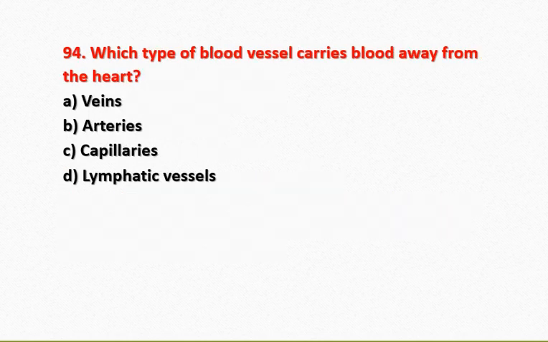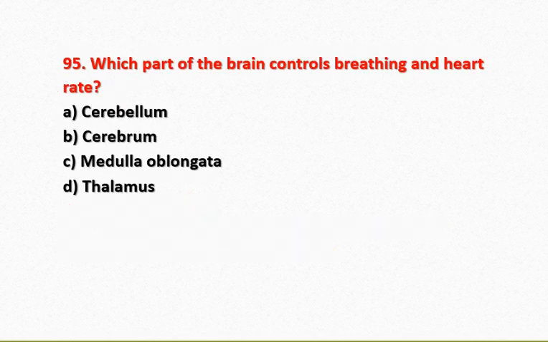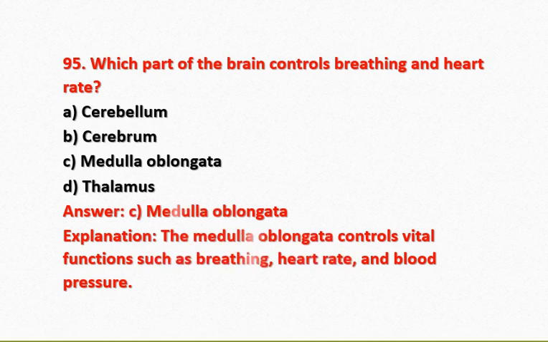Which type of blood vessels carries blood away from the heart? Correct answer is option B, arteries. Which part of the brain controls breathing and heart rate? Correct answer is option C, medulla oblongata.